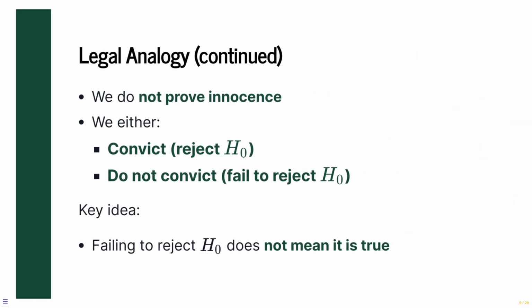In a trial, we do not prove innocence. We either have enough evidence to convict or we do not. Similarly, in statistics, we never accept the null hypothesis. We either reject it or fail to reject it. Failing to reject the null does not mean it is true. It simply means we did not have enough evidence.